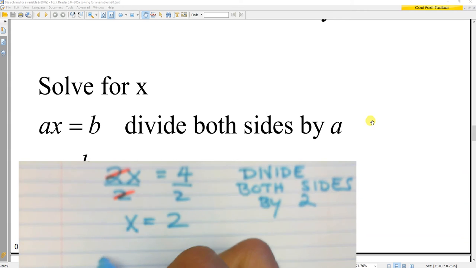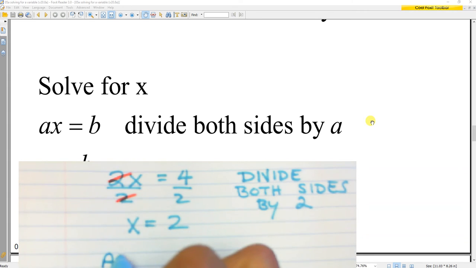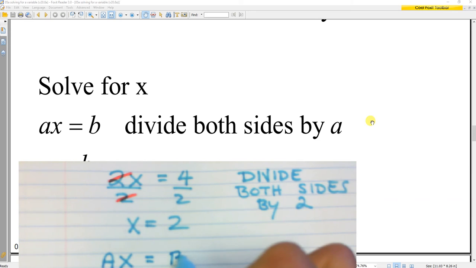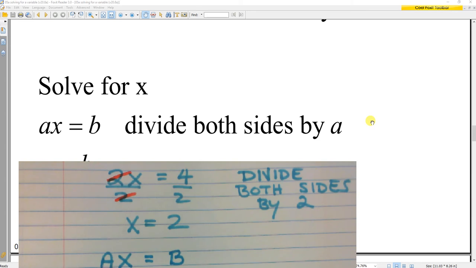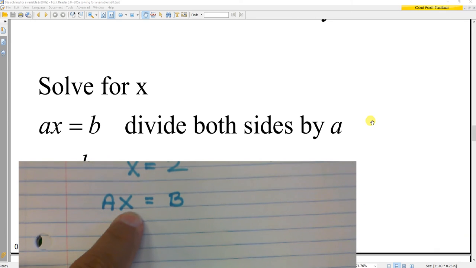But we have AX equals B. And I want to solve this for X. Who is bugging the X? A. What is the A trying to do? Multiply. How do you fight multiplication? Division. What would you like to do? Divide both sides by A.